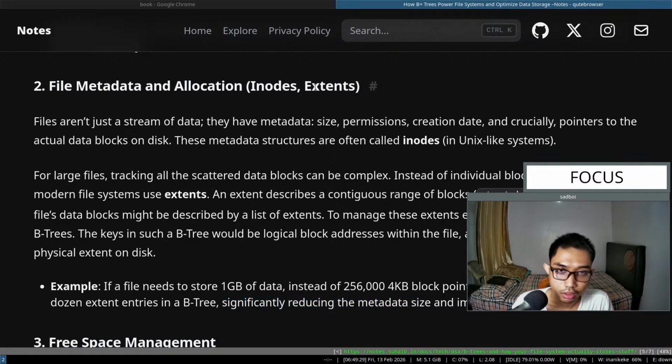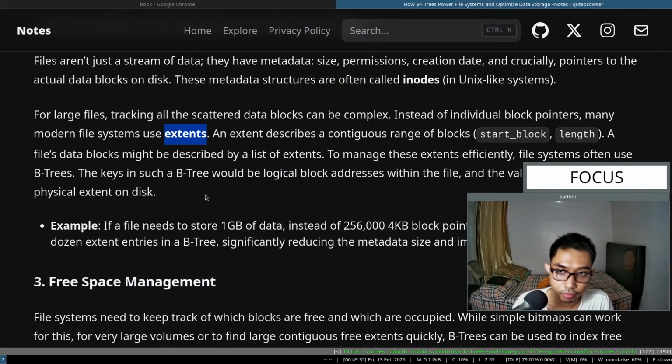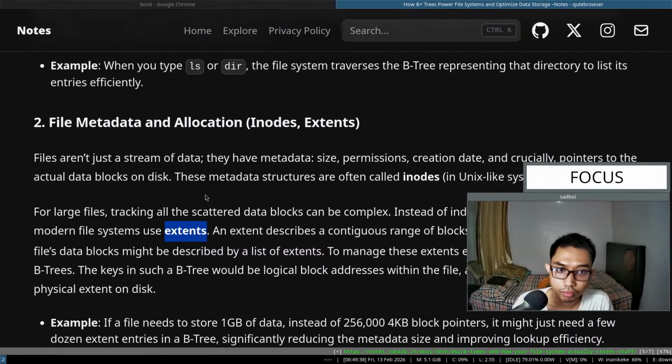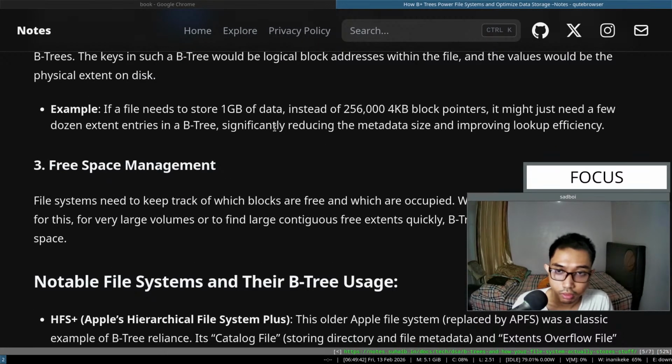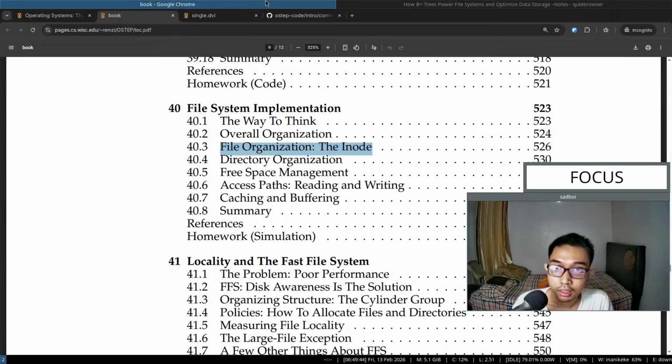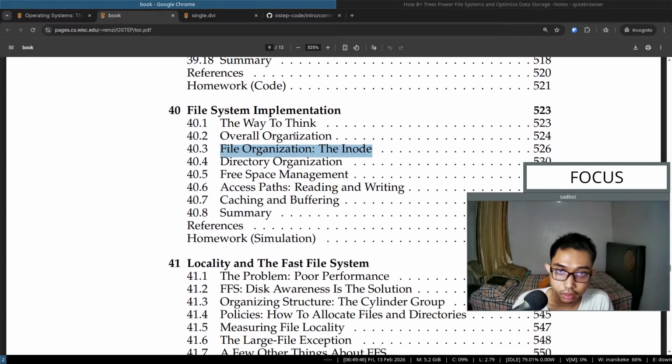I am still not sure what extent means here. Yeah, maybe we will learn that in a later chapter.